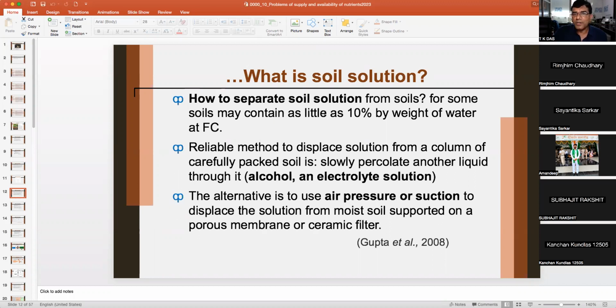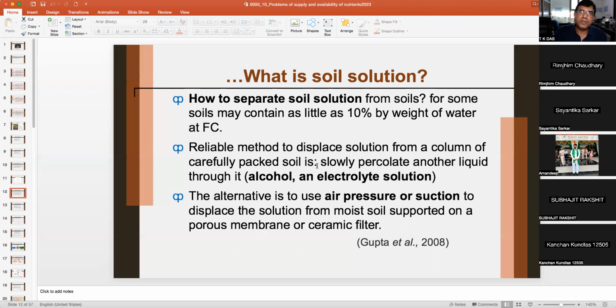So how do we separate soil solution from the soil? How do we get it? Some soils may contain as little as 10% by weight of water at field capacity. So not all water is your soil solution. It may be as little as 10% by weight of water at field capacity. A reliable method is to displace the solution from a column of carefully packed soil.